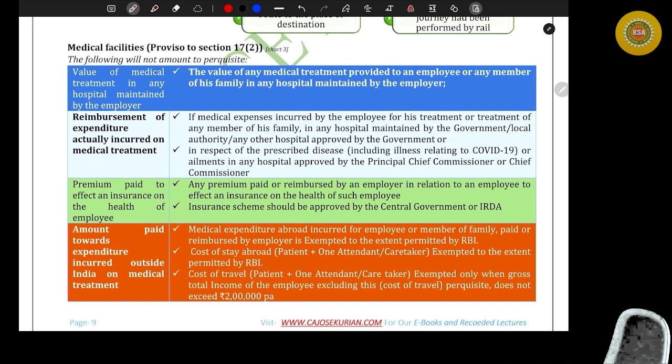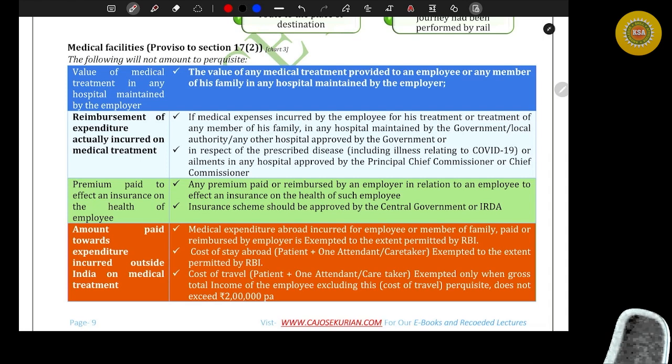Then what is the second bulleted point? In respect of prescribed diseases including illness relating to COVID-19 or ailments in any hospital approved by the Principal Chief Commissioner or Chief Commissioner. That means say you have some prescribed diseases like cancer, tumor, etc. You are undergoing treatment in a hospital approved by the Principal Commissioner or Chief Commissioner of income tax. For that, your employer is reimbursing or sponsoring the amount.